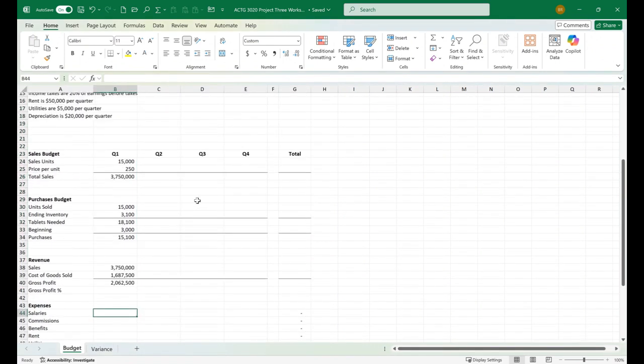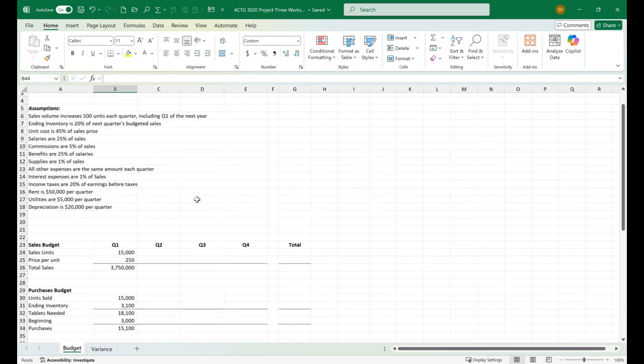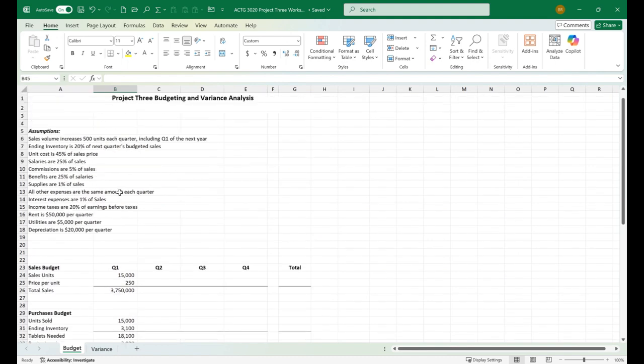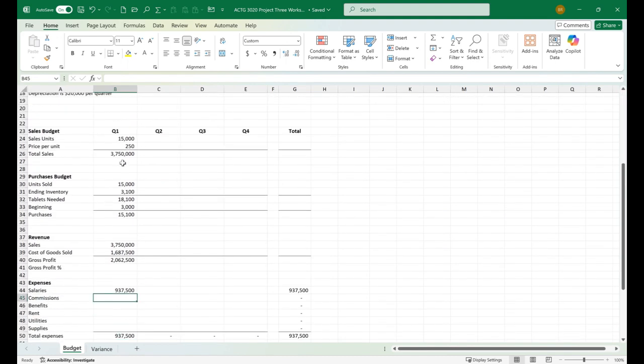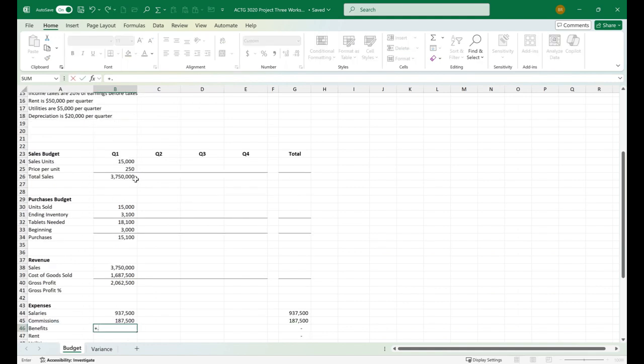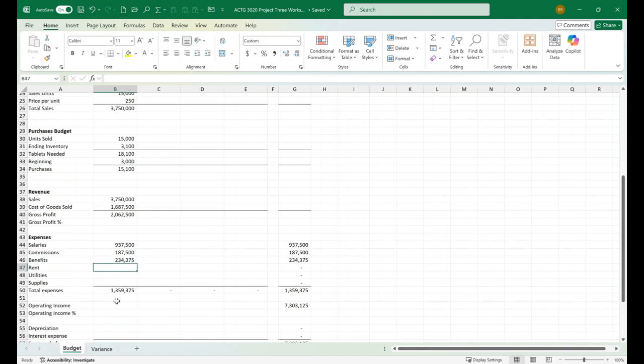Okay, so expenses. Salaries. What are salaries? Salaries are 25% of sales. All right, so we go 0.25 times the sales amount, and that's 937,500. Commissions are 5% of sales, so 0.05 times sales amount. And then we have benefits. Benefits are 25% of salaries. Not sales, but of salaries. So that's a salaries figure right here.